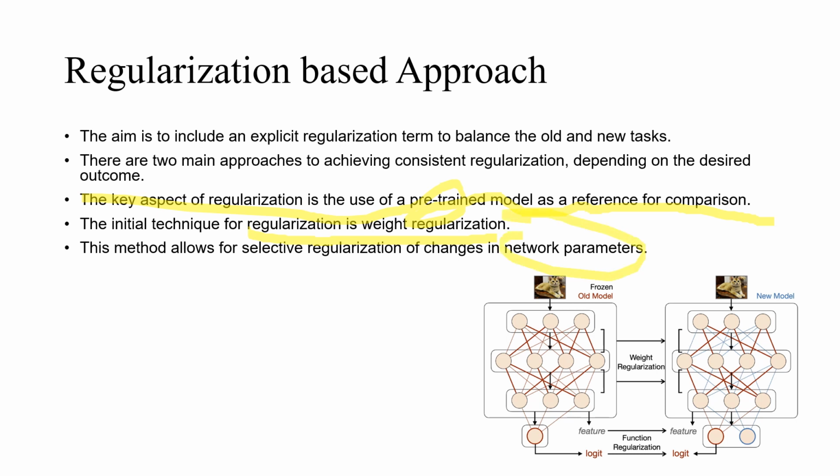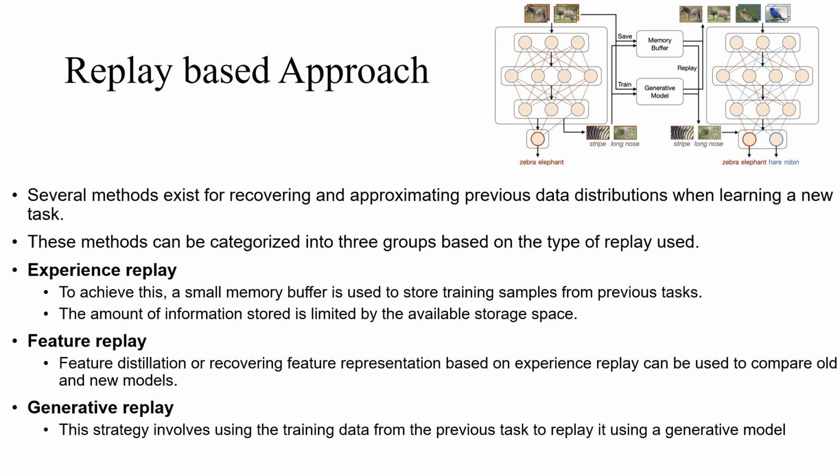Let's see. And next thing is replay-based approach. This approach has three kinds of things. First is experience, second thing is the feature, and then last is the generative. When learning a new task, methods of recovering and approximating old data distribution can also be considered and are divided into three types depending on the subject of replay.